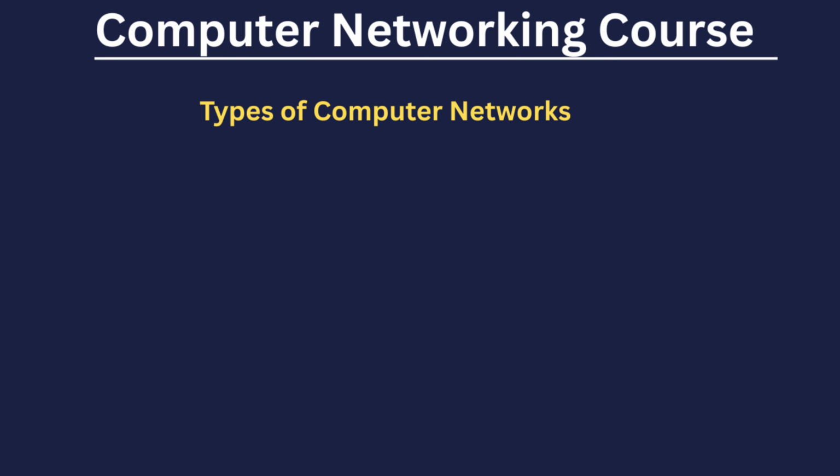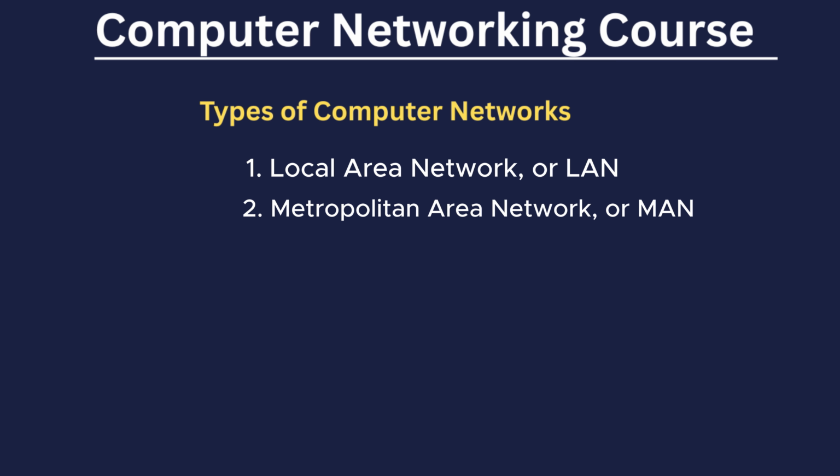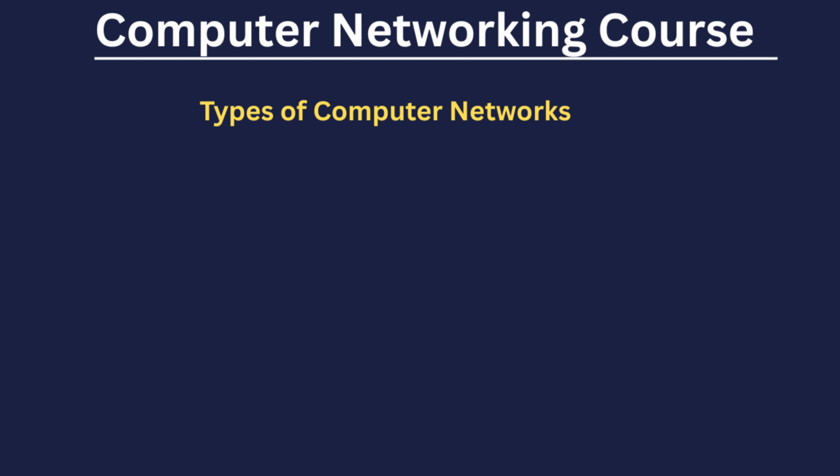Computer networks are classified according to the geographical area they cover. The three most common types are the local area network or LAN, the metropolitan area network, which is known as MAN, and the wide area network, which we call WAN. Let's look at each one. We'll start with the local area network.